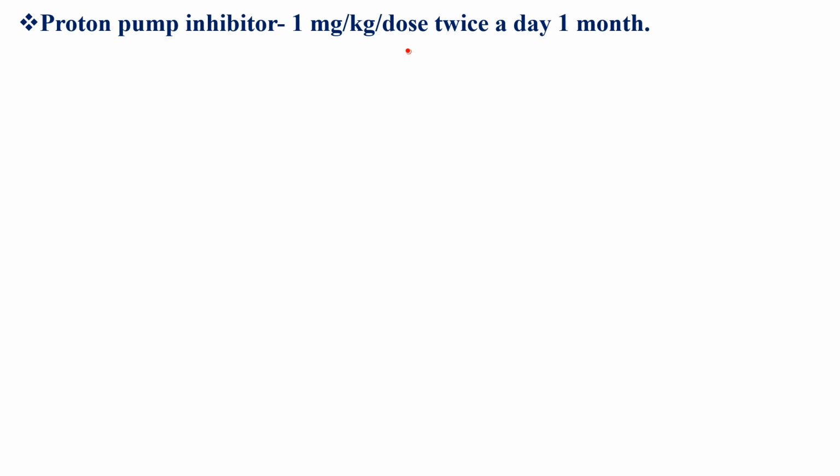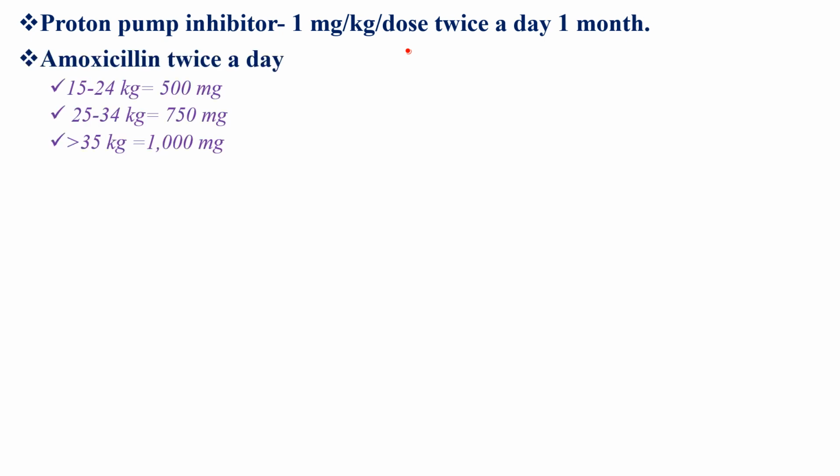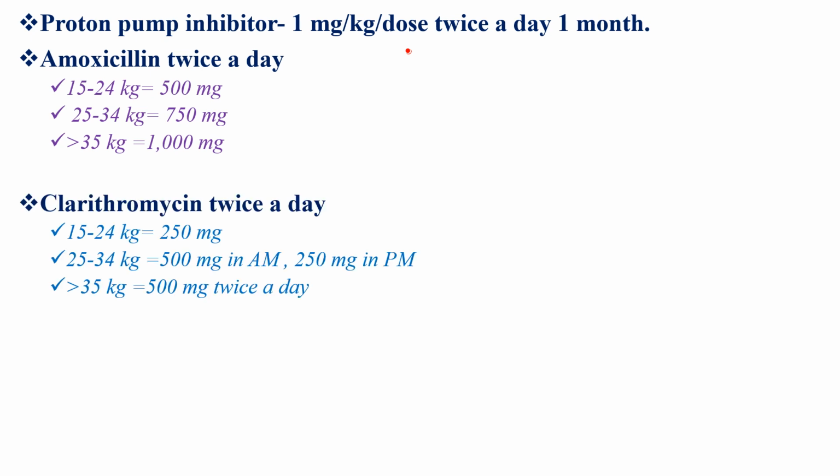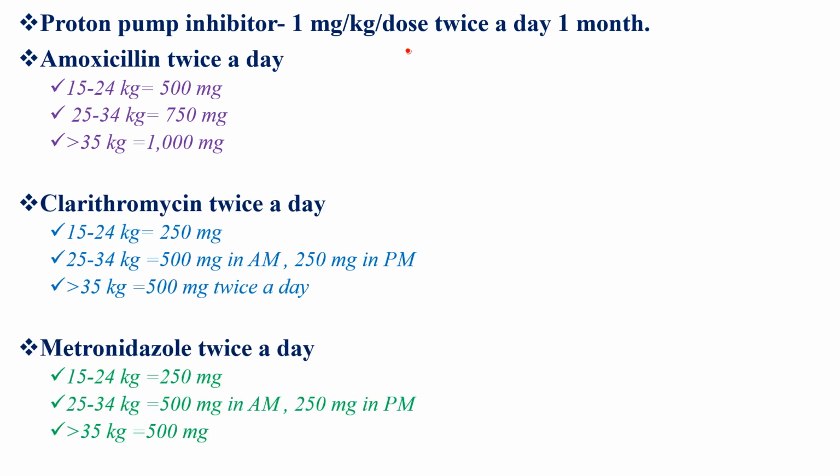Let's see the dosage of drugs that is used for both triple therapy and sequential therapy. For all of them, the proton pump inhibitor is there. A proton pump inhibitor at 1 mg per kg per dose twice a day for 1 month is recommended. Amoxicillin twice a day, clarithromycin twice a day, and metronidazole twice a day, based on the weight in kilograms of the child.